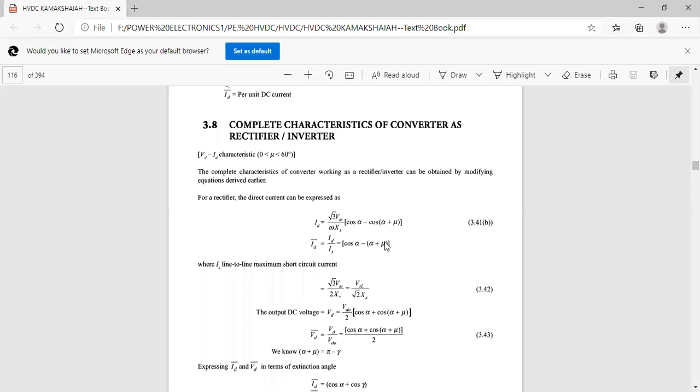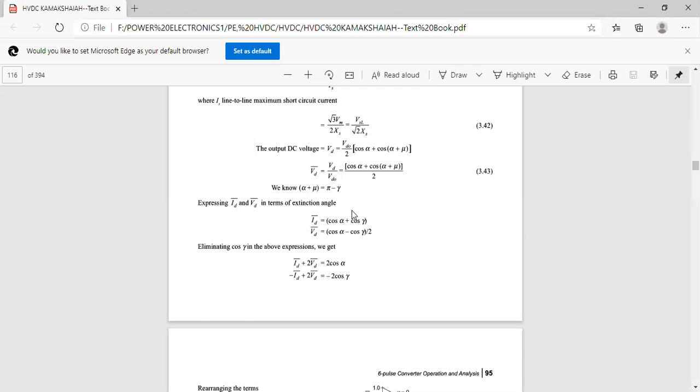First, this is equation 1. Note down if you want. ID bar is equal to ID by S. This is equation 1. This is equation 2. Equation 3.43 is equation 2. Then this is the condition. From the waveform we have got this condition. Note down this condition.